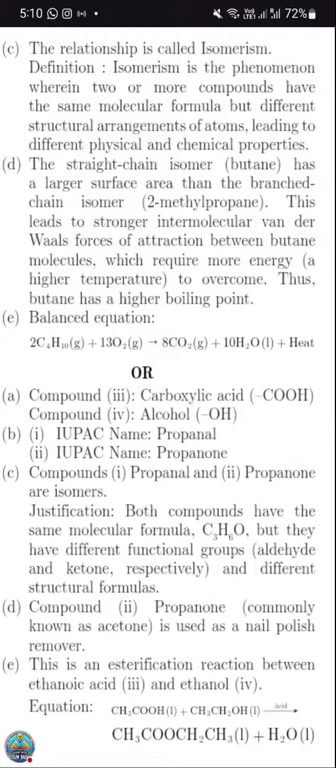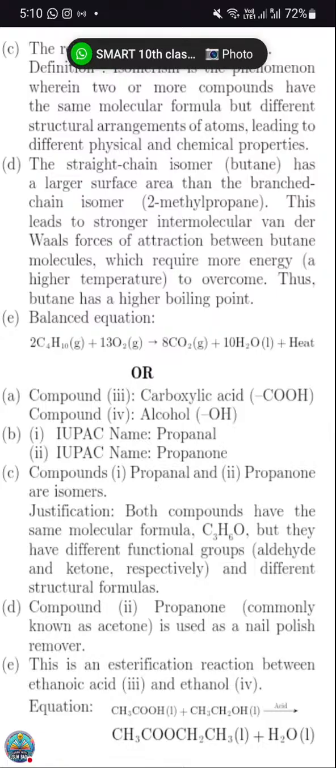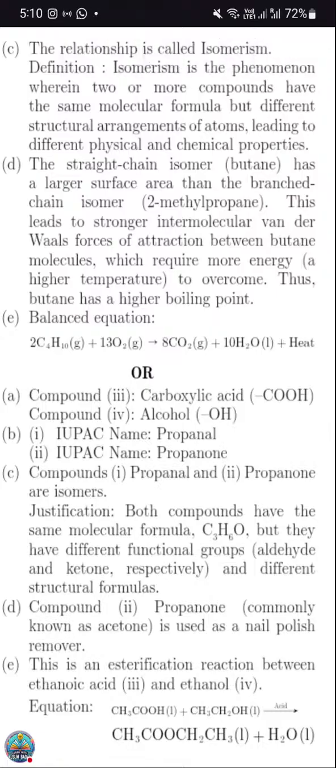Okay, next, the balanced equation they asked us to write. Butane on burning with oxygen will produce carbon dioxide, water and heat. So here the combustion of butane is taking place. Vivek, so let's move further now.